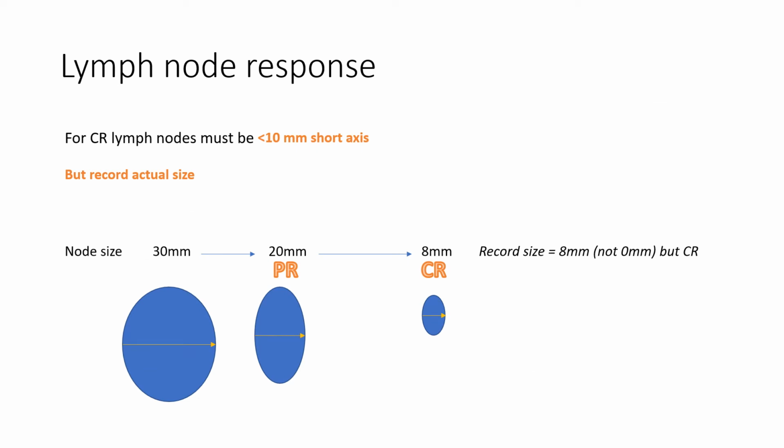So here's an example of a complete remission in a lymph node. The node here has reduced to 8 millimeters in size. Remember, anything less than 10 millimeters is considered normal for a lymph node. So in this case, the actual size, in other words 8 millimeters, is recorded in the eCRF, not 0 millimeters. But if this is the only lesion, even though you've recorded 8 millimeters, you can still call it a complete response.